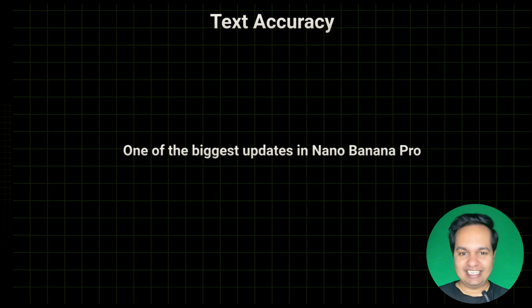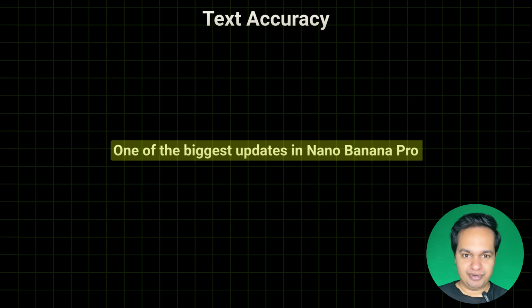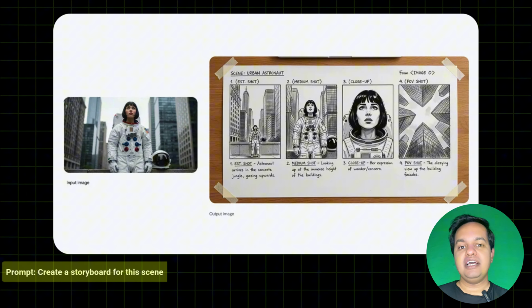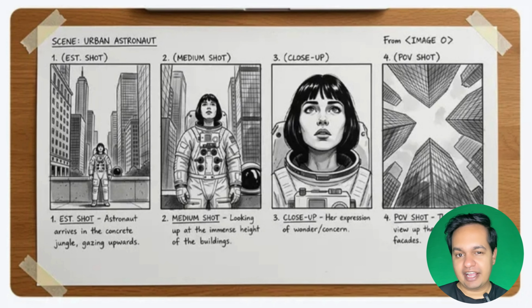Now let's talk about text accuracy. This is one of the biggest upgrades in Nano Banana Pro. Let's start with a simple example from Google, an image of a female astronaut with the prompt to create a storyboard for this scene. The storyboard layout is great, no doubt, but what really stands out is the accuracy and the style of the text.